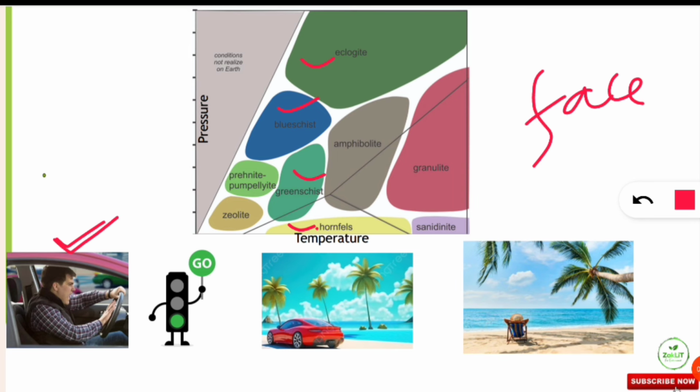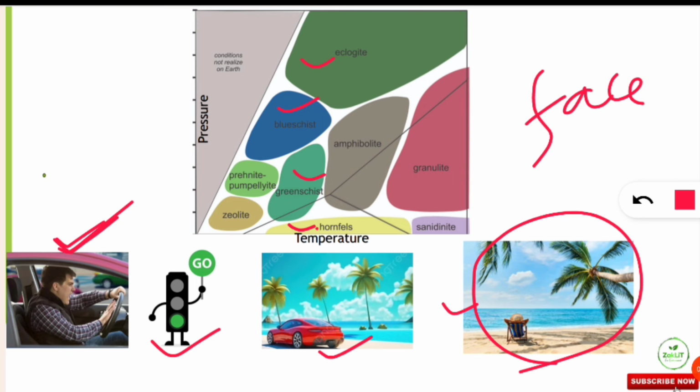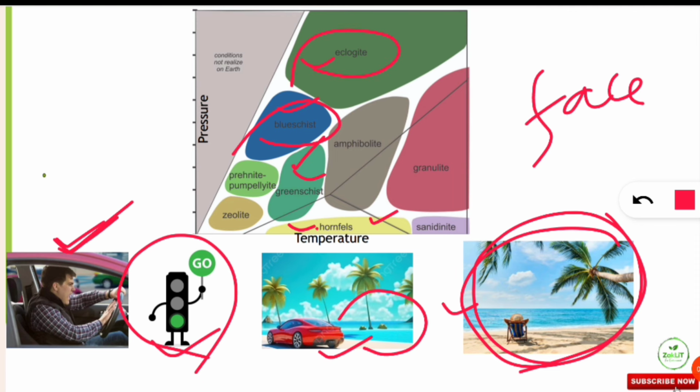Then after putting the horn, after waiting some time, the green signal is there. Then you are moving with your car. Then your car reaches the blue zone, that is the sea, beautiful sea, blue color. And then you are enjoying the ecology of that blue sea of that area. So how is this the trick? First, you are putting the horn to move from the traffic. That means hornfels. Then is the green signal to let you go. That means green schist. Next, you are reaching the blue area, that is your sea beach, that means blue schist. Then you are enjoying the ecology of that blue area, that means eclogite. So horn, green, blue and eco.